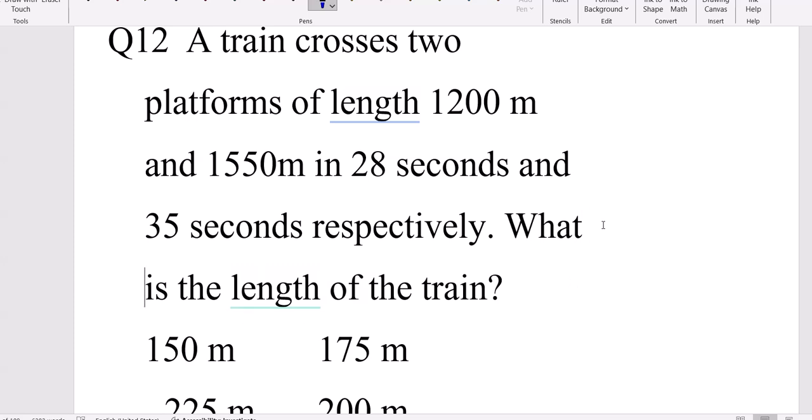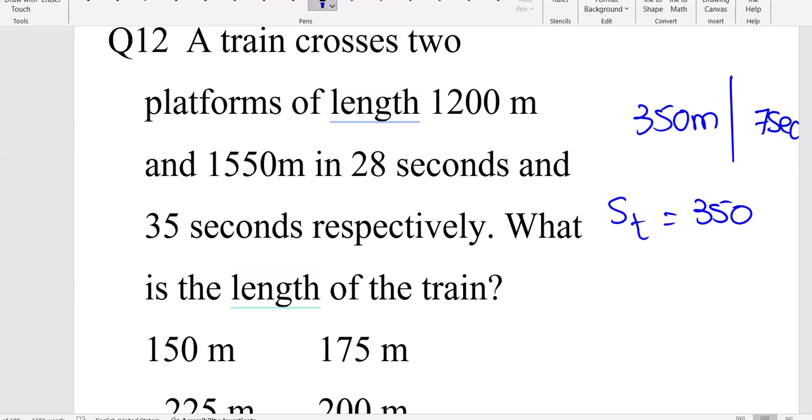See, simple logic. The first one is 1200 meters length. The next one is 1550. What is the extra length? 350. What's the extra time taken? So for a 350 meters distance, your train is taking 7 seconds extra. Means your train speed is 350 divided by 7. I'll give the traditional method later. 50 meters per second is your train speed.